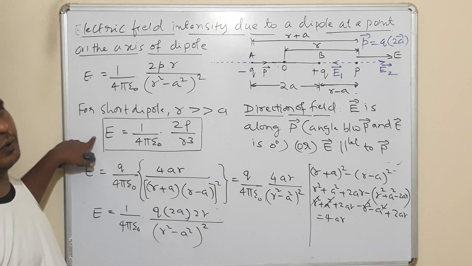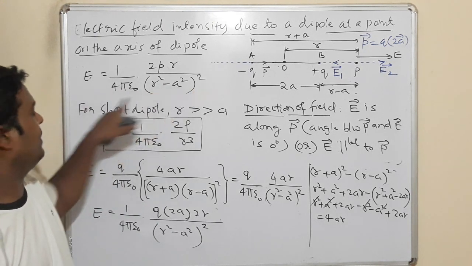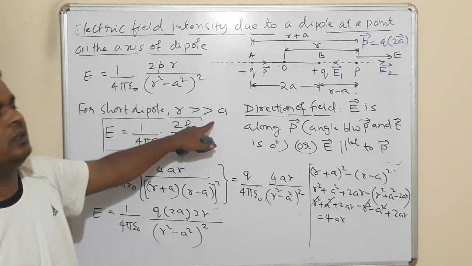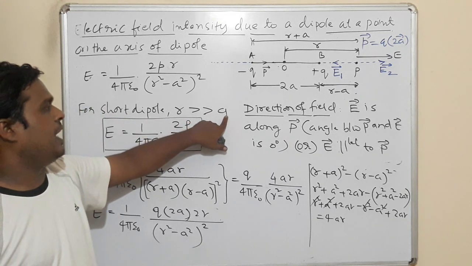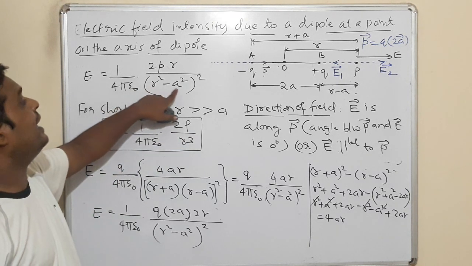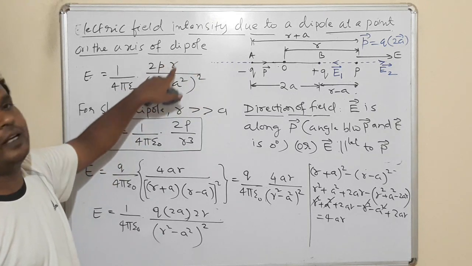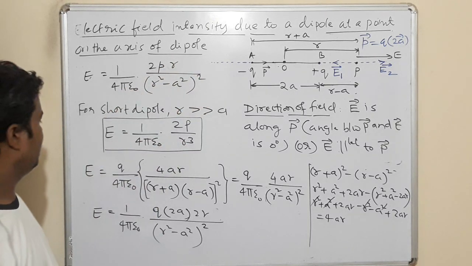Up to this you have to derive. This is the final expression. Lastly we will assume a short dipole. Short dipole means this a will be very small compared to r, then this a can be neglected. This r square will be whole square, r raised to 4, and r by r raised to 4 is r cube.